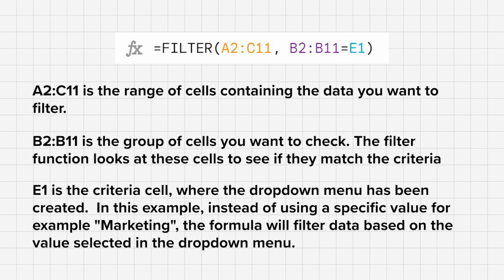In this example, instead of using a specific value, for example, marketing, the formula will filter data based on the value selected in the drop-down menu. This allows for more dynamic filtering, as the criteria can be easily changed without modifying the formula itself.